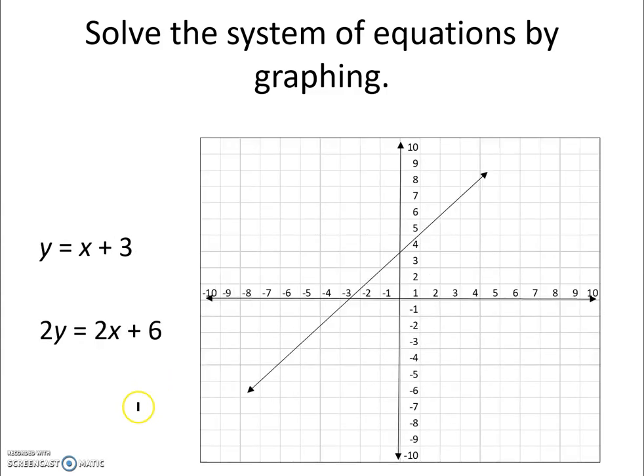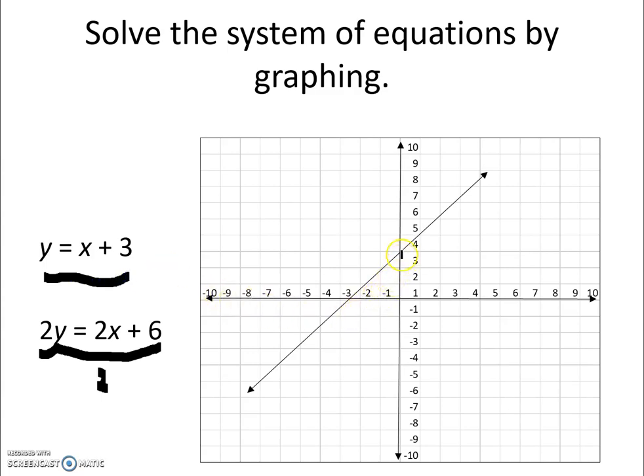Continuing on with our graphing, I want us to look at this when we have y equals x plus 3 and 2y equals 2x plus 6. If I divide this equation by 2, I get this equation, because 2y divided by 2 is y, 2x divided by 2 is just x, and 6 divided by 2 is 3. So they're both the same line.